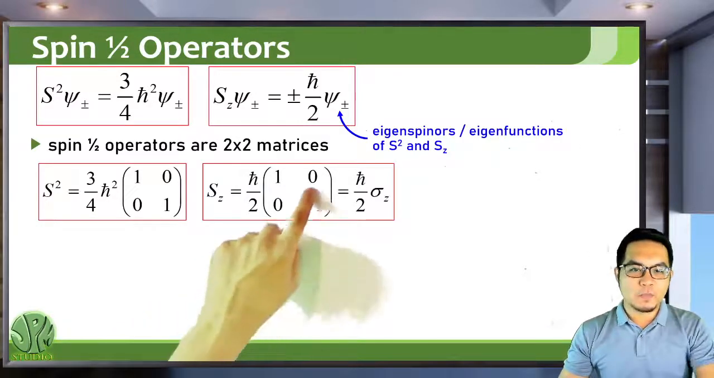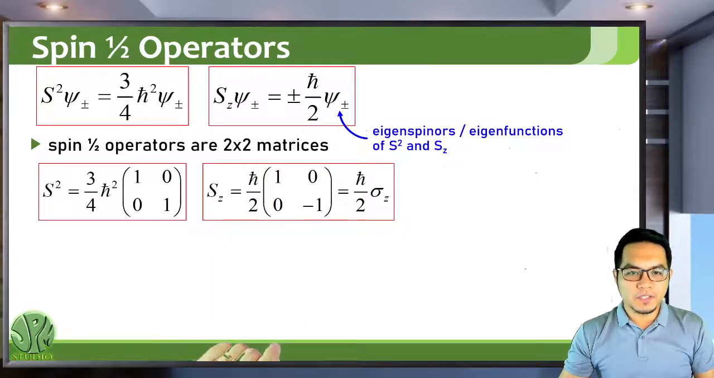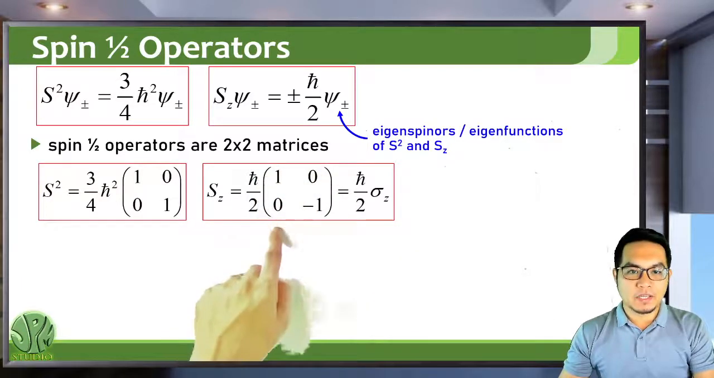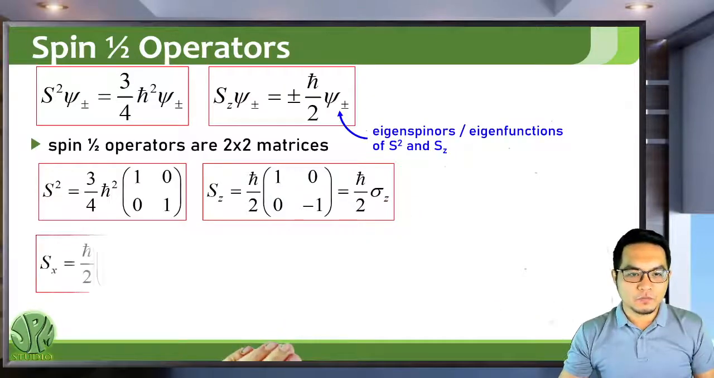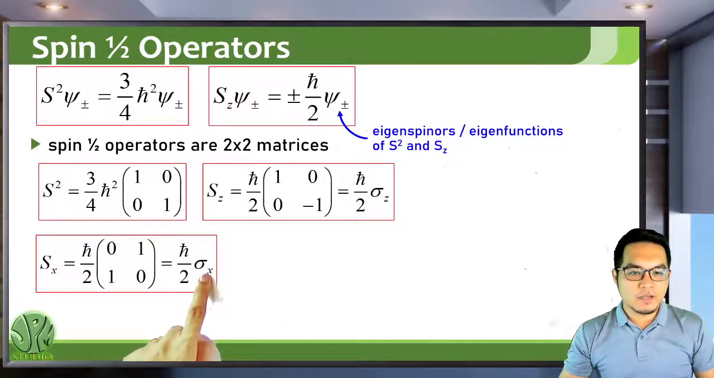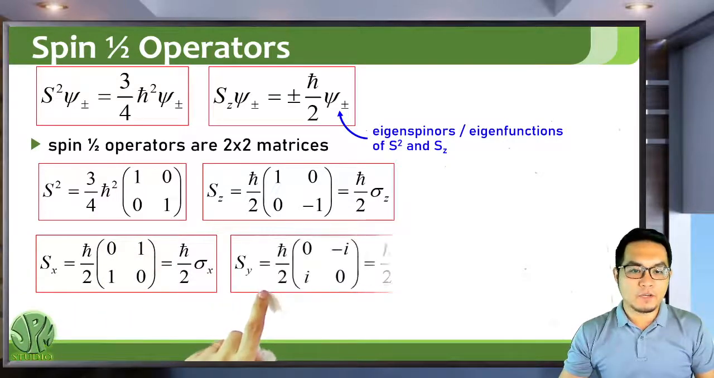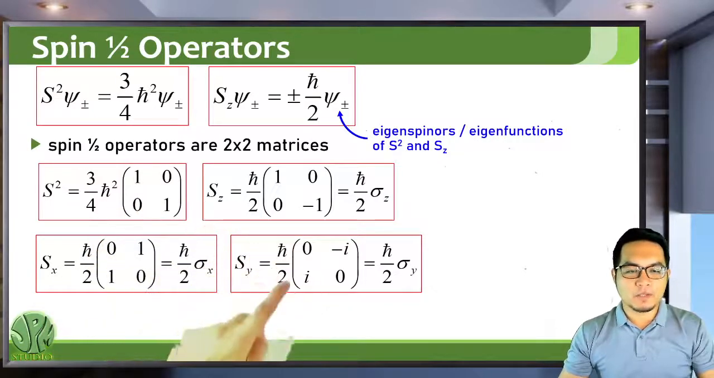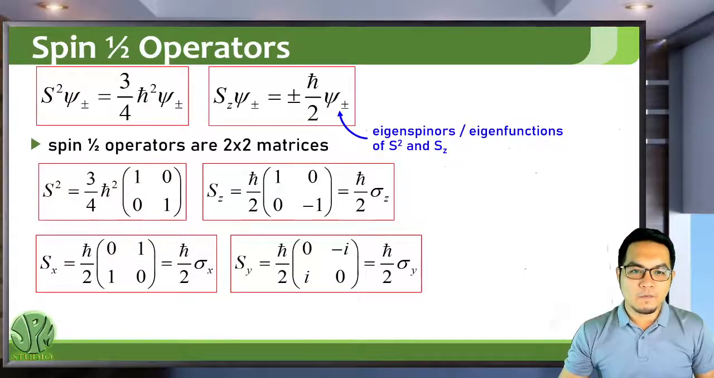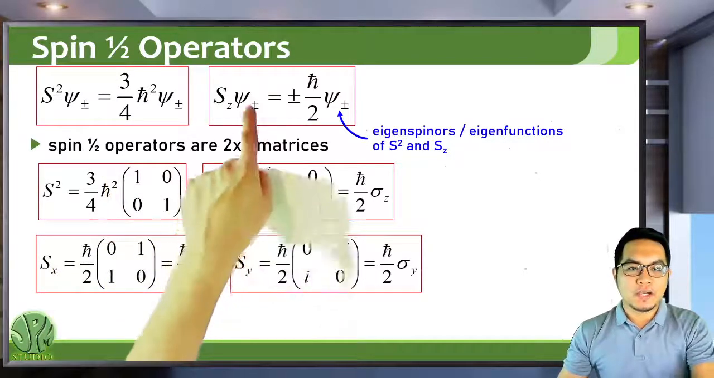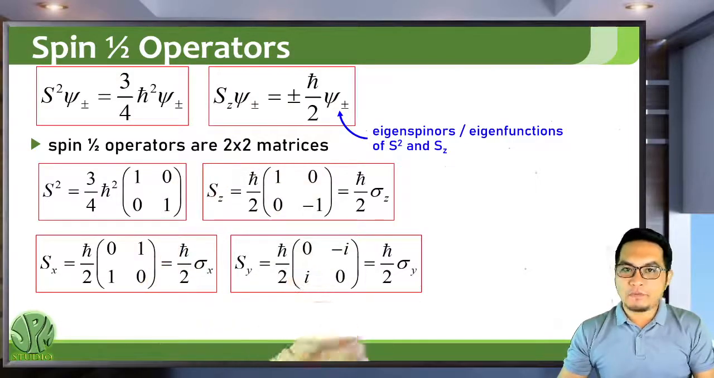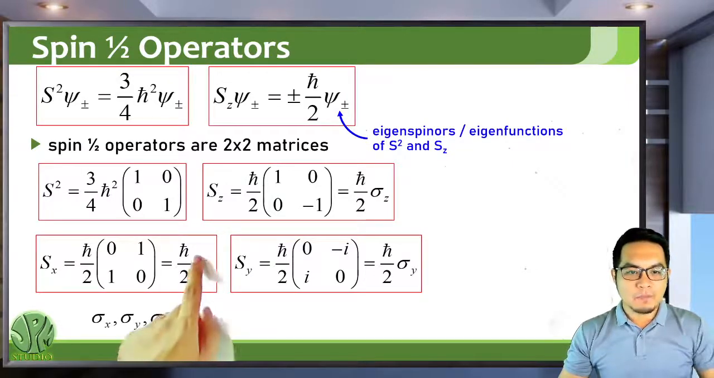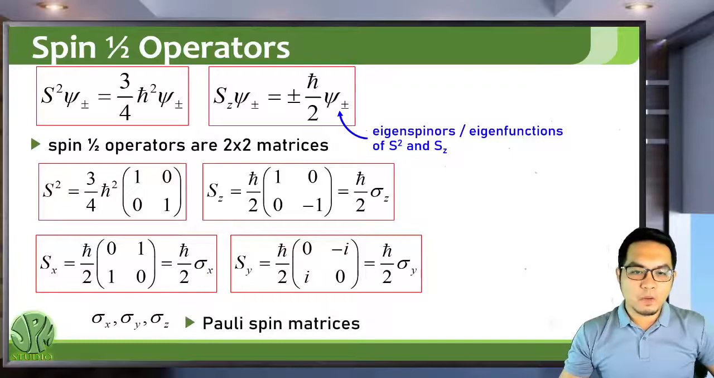For Sz, this is the matrix form of the operator. So it's a 2 by 2 matrix, and this matrix is what we call a Pauli spin matrix for Z, sigma Z. Similarly, for Sx you get that one, a Pauli spin matrix for X, and for Y, that one. So these are the spin operators, S squared, Sz, Sx, and Sy. S squared and Sz share the same eigenfunction. Sx and Sy have different eigenfunctions. So these three sigma matrices are called the Pauli spin matrices.